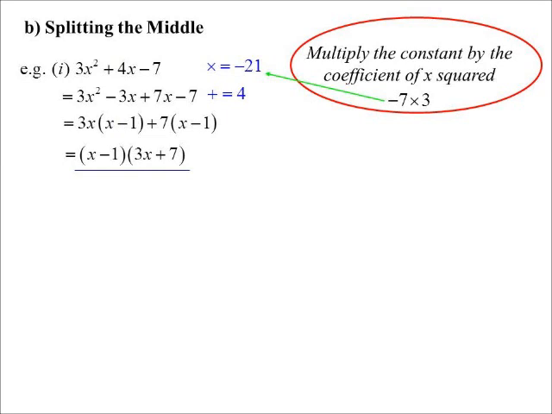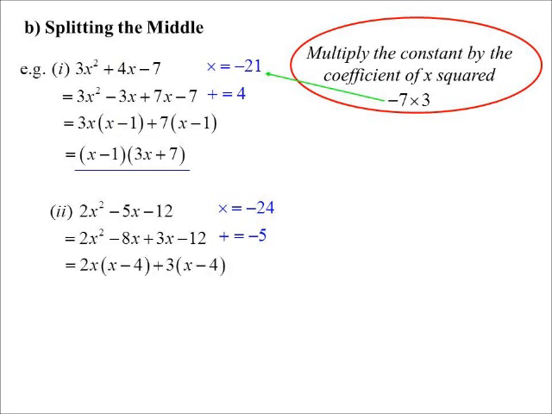Let's try another one. 2x squared minus 5x minus 12. So instead of saying what multiplies together to give negative 12, I'm going to say negative 24. Adds together to give negative 5. So in this case, the negative number is going to be the big one. 24. Oh, geez, that's got lots of factors, isn't it? 8 and 3, it would have to be, wouldn't it? So negative 8, positive 3, grouping in pairs, and we have our answer there.